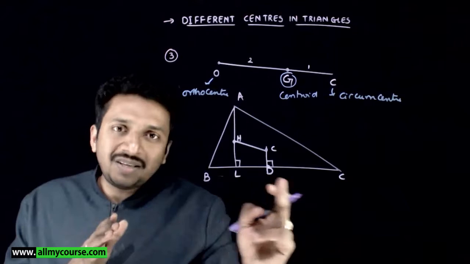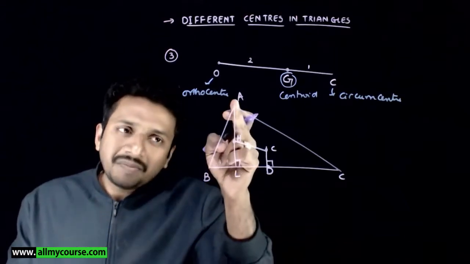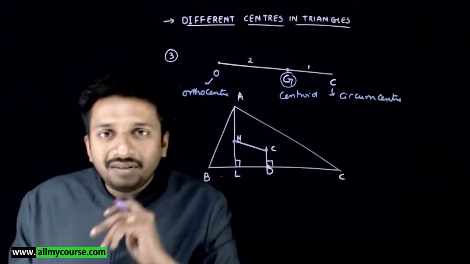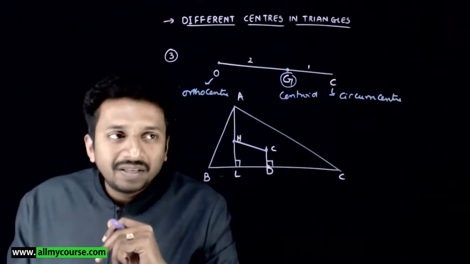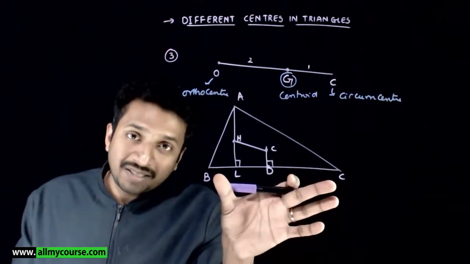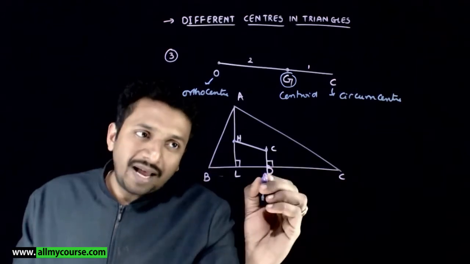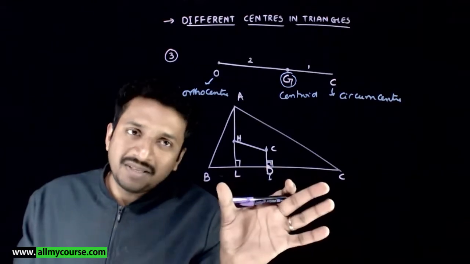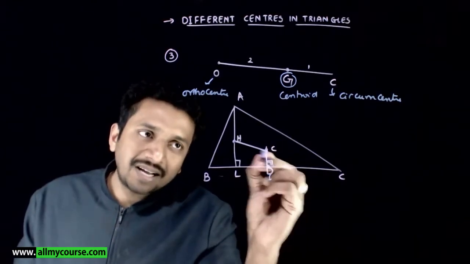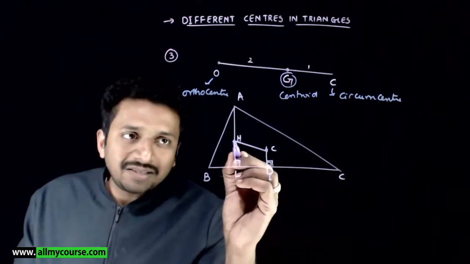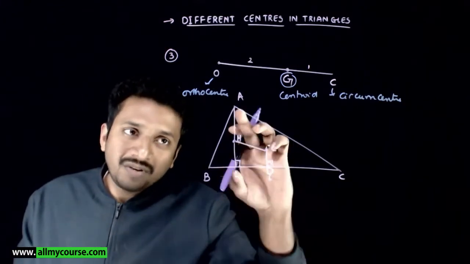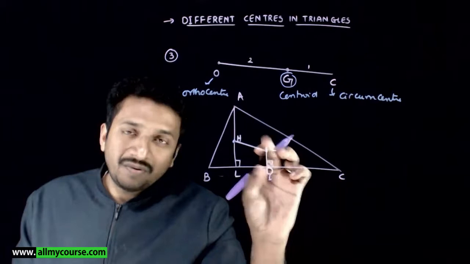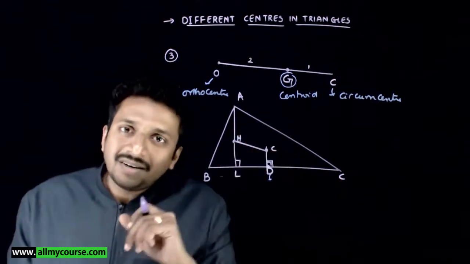So let us take ABC as a triangle. Let's draw the altitude AL, and on this altitude AL you have the orthocenter H, and let us draw the perpendicular bisector of BC. So D is the midpoint of BC and DC is perpendicular to BC, and on this you have the circumcenter. Let us say that H is the point of intersection of the altitudes which lie on AL, and C is the point of intersection of the perpendicular bisectors which lie on the perpendicular bisector DC.